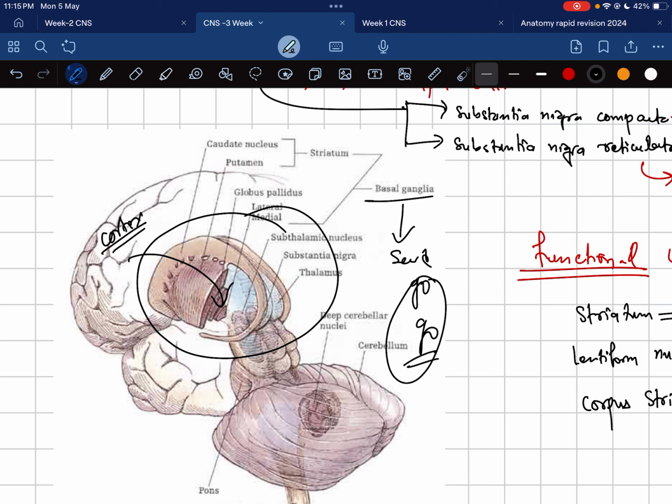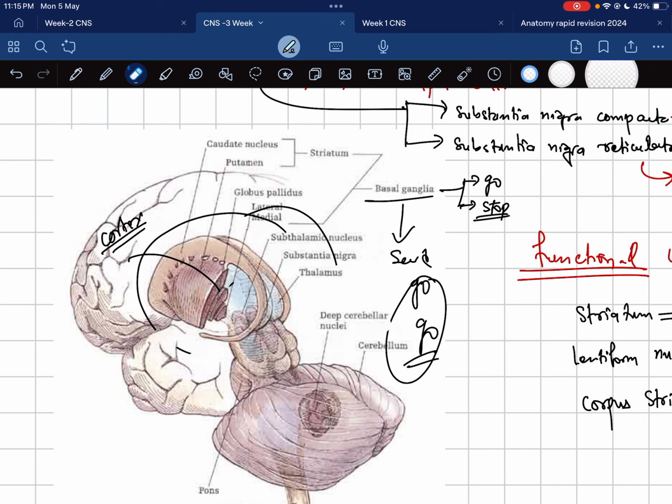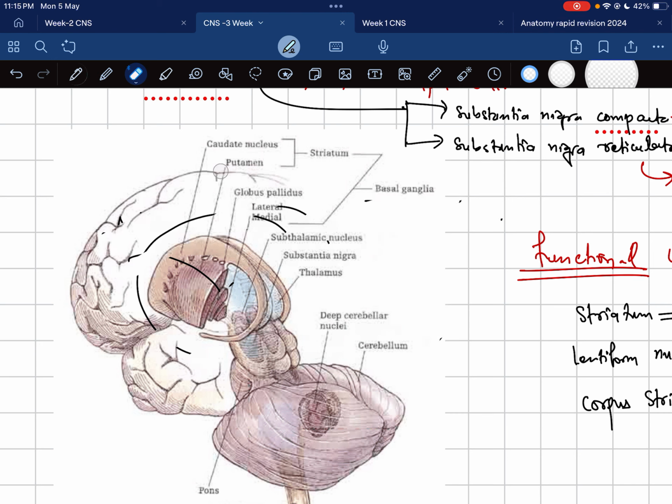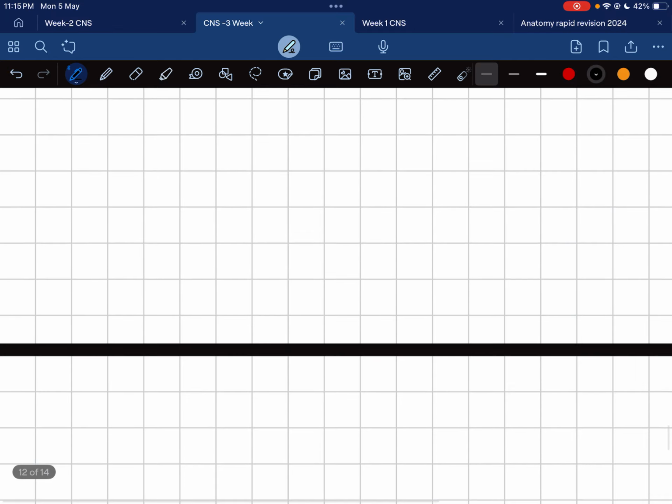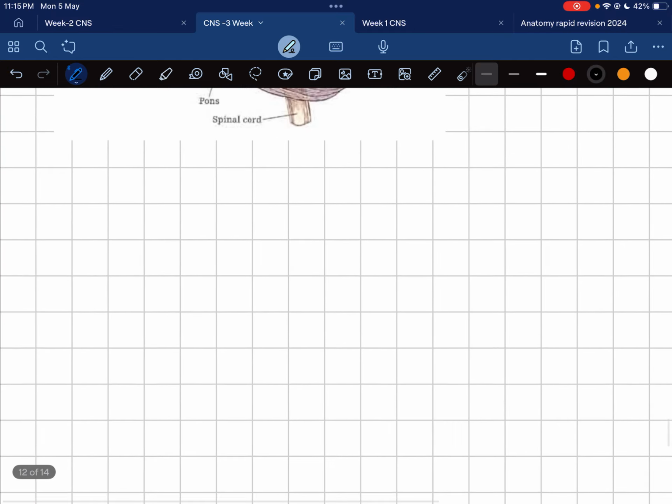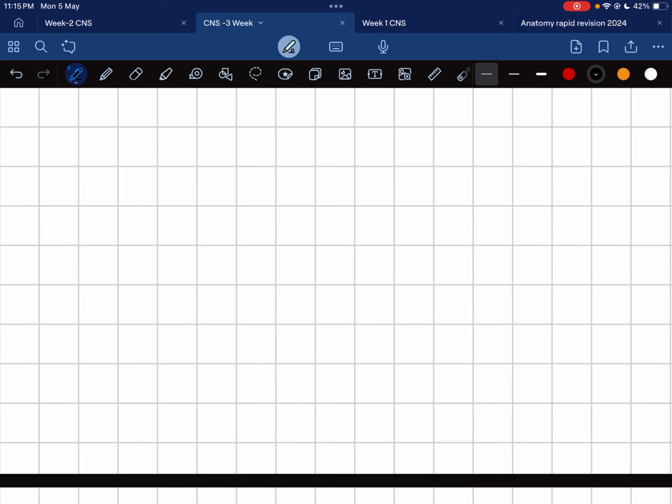There are two pathways, direct and indirect. The direct pathway helps to initiate the movement, the green signal, and the other is the red signal. If an unwanted movement is going on, there is a red light, like a traffic light, and it sends a message to stop. Moving on to the pathways: there are the direct and indirect pathways, and another one, the dopaminergic pathway, known as the modulator pathway.